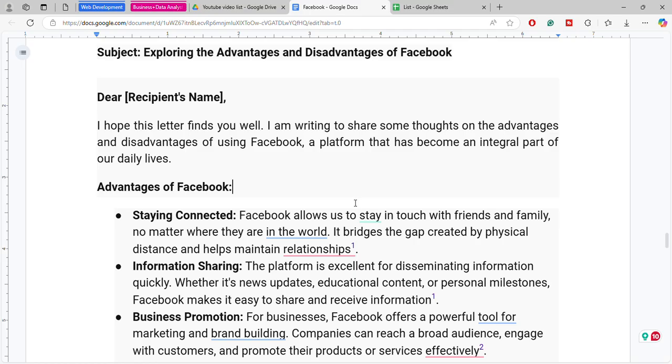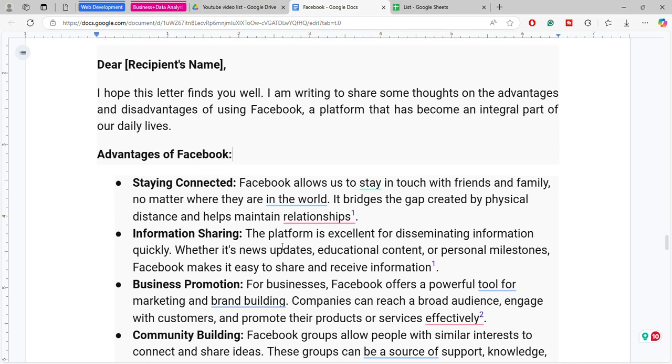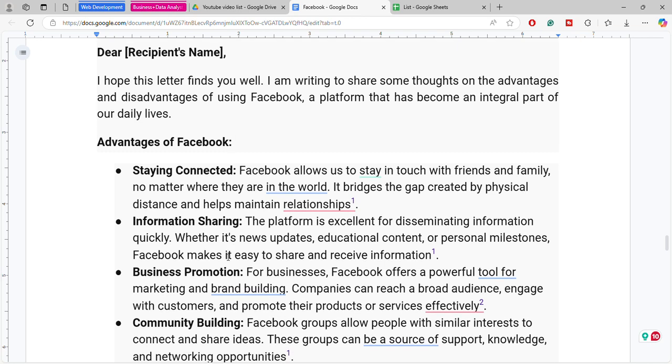Facebook allows us to stay in touch with friends and family no matter where they are in the world. It bridges the gap created by physical distance and helps maintain relationships. Information sharing: the platform is excellent for disseminating information quickly, whether it's news updates, educational contents, or personal milestones. Facebook makes it easy to share and receive information.